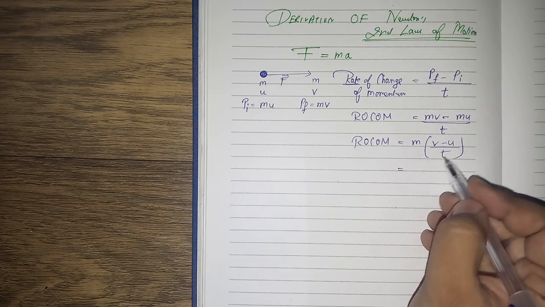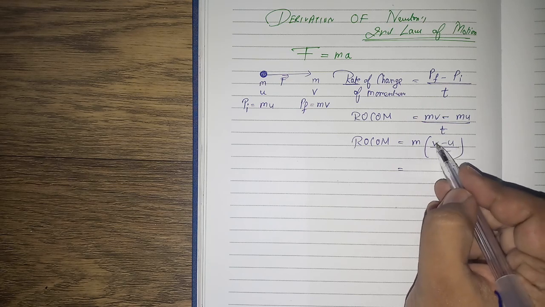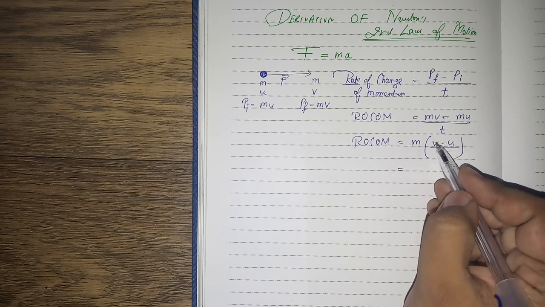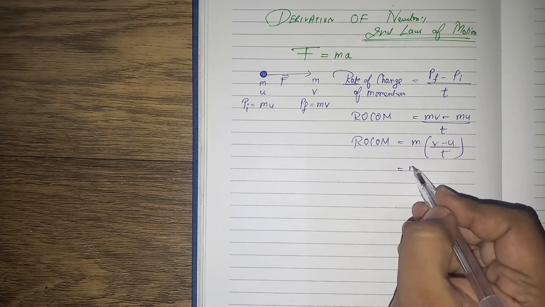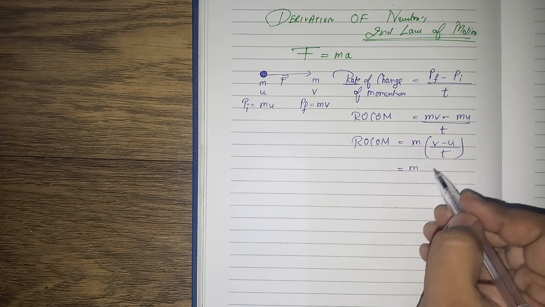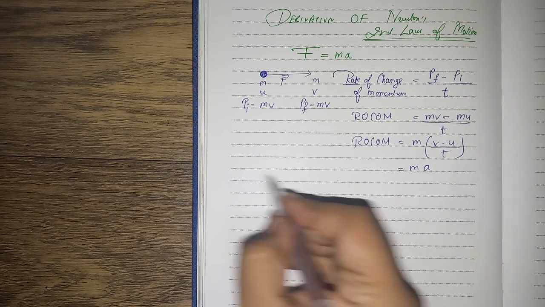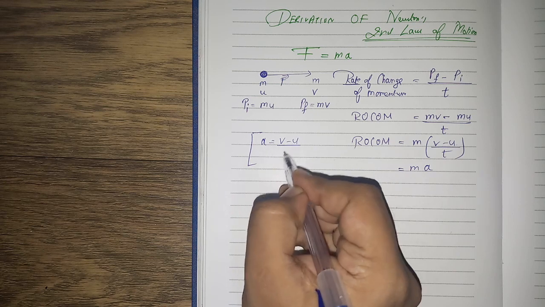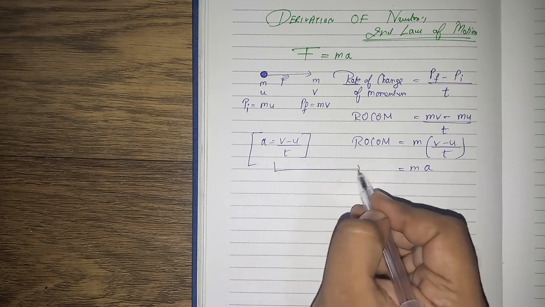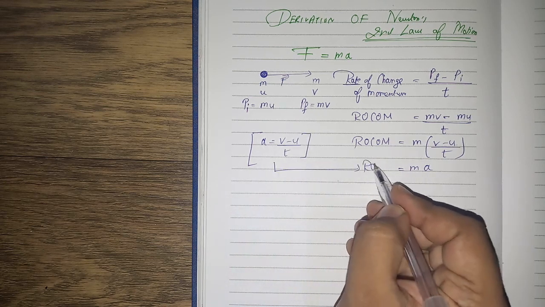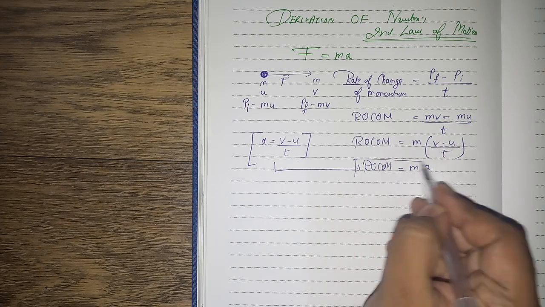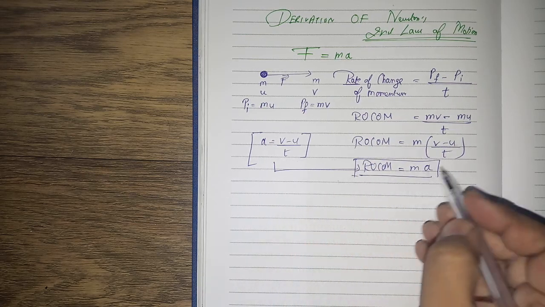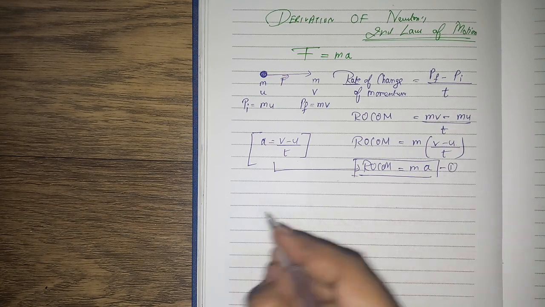And what is (v minus u) upon t? It's rate of change of velocity, right? Rate means divided by t, and change of velocity is final velocity minus initial velocity, and we know that rate of change of velocity is nothing but acceleration, right? Okay, what is the formula of acceleration? (v minus u) upon t, and the same thing we have used here. So rate of change of momentum equals mass into acceleration. Okay, so let this be 1.